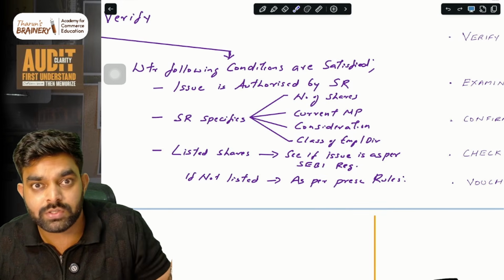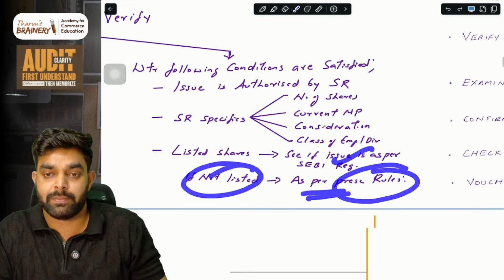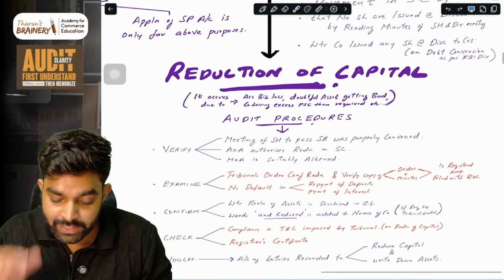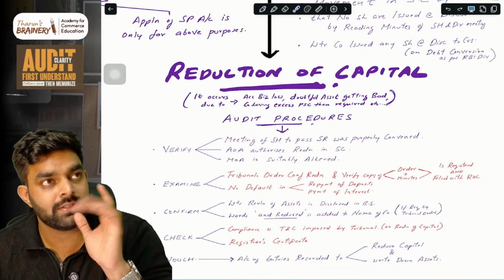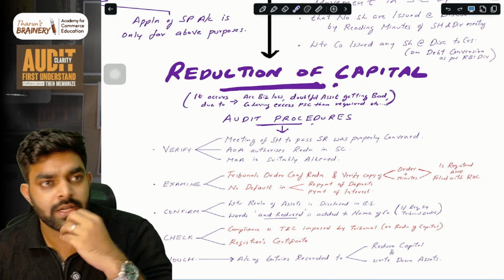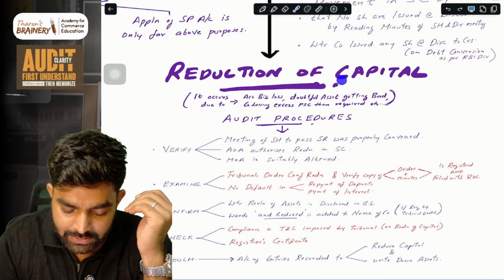So whatever SEBI rules are there, make sure they are properly followed. If not listed, then as per the prescribed rules. Simple. Then reduction of capital: the company had this much amount of capital, and in the current year the company is thinking, okay, there are a lot of shareholders, let's cut down the capital now, let's take some shares back. That is reducing the capital.